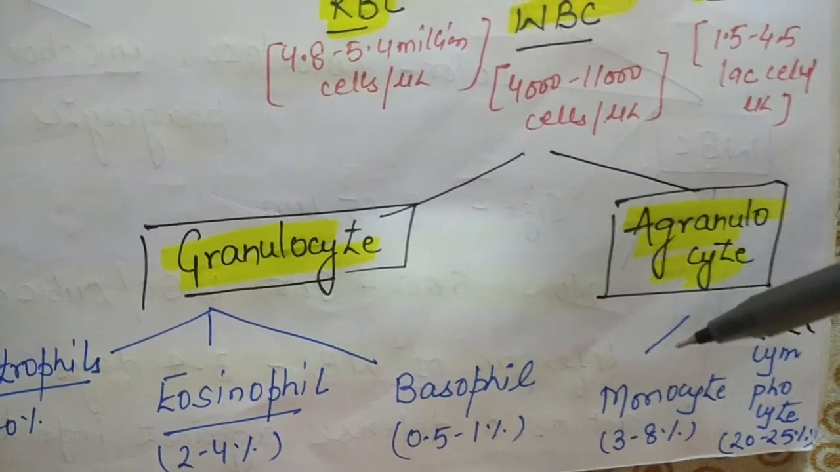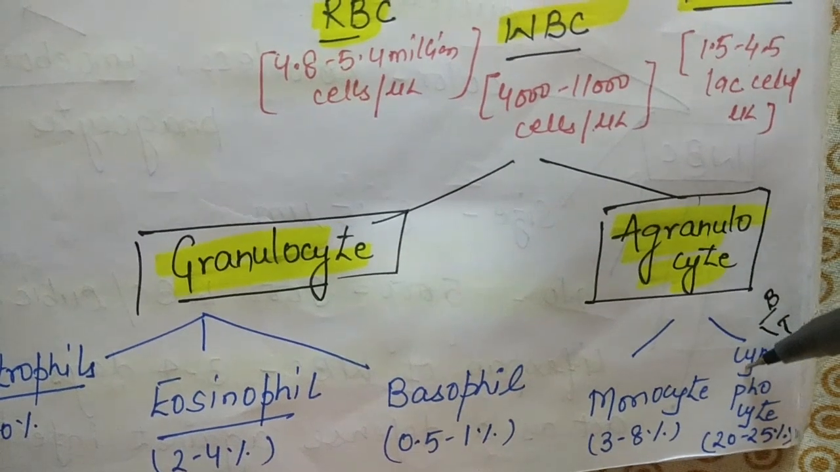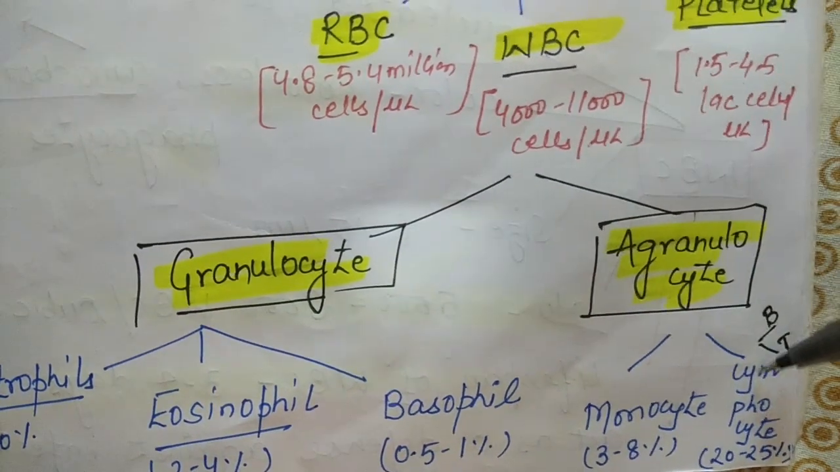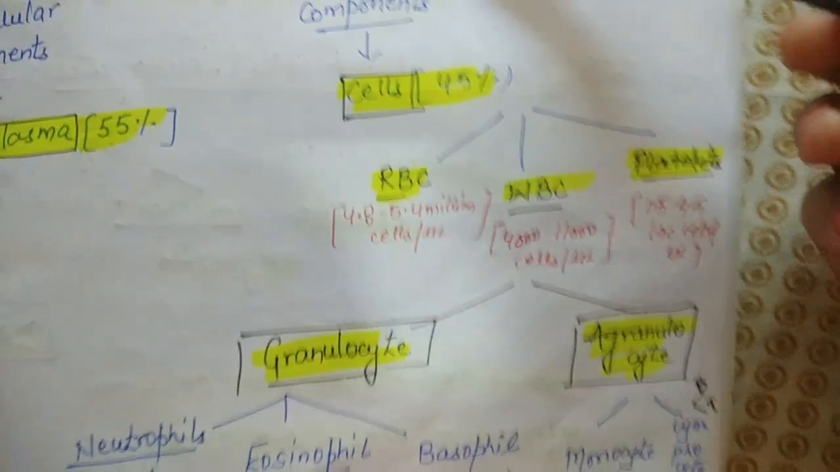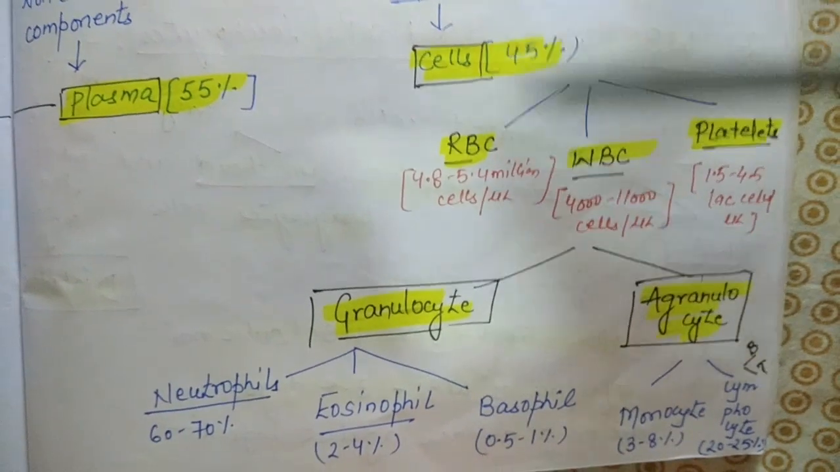These are of two types. One is monocyte, second is lymphocyte. Lymphocytes are of two types: one is B cell, one is T cell. So this was the cellular component of blood.